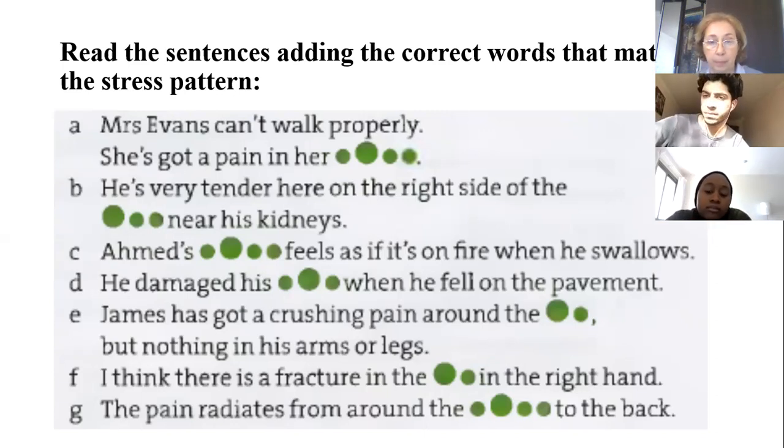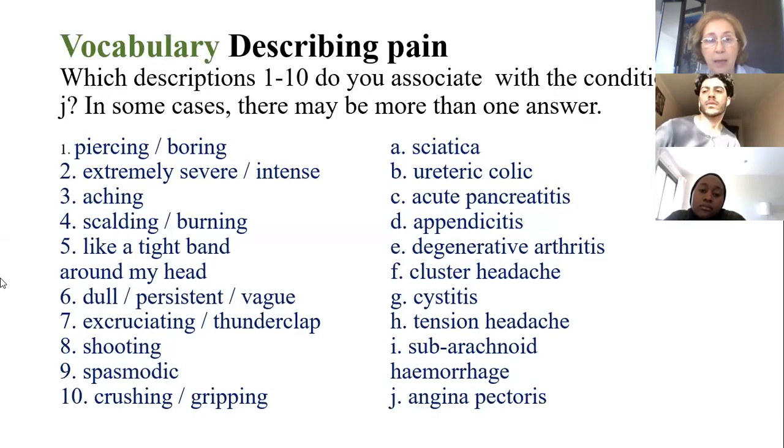And now Lina. The pain radiates from around the umbilicus to the back. Exactly. Around the umbilicus to the back. Okay. So this is the way we can easily recognize the stress patterns. I think that this exercise helped you to remember how to pronounce the medical terms better.